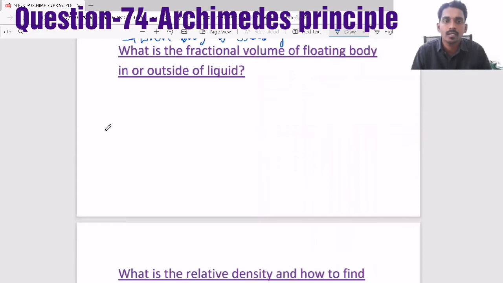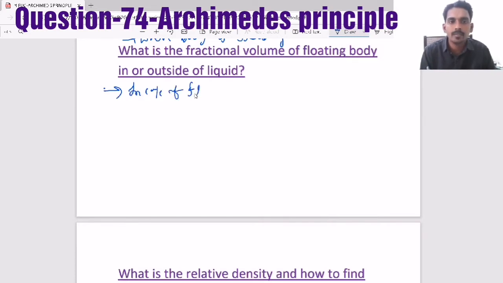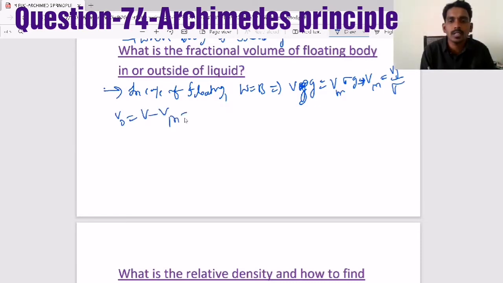That is the meaning. Now, what is the fractional volume of floating body, in or outside? In case of floating, first thing, the buoyancy and W must be equal. That means V rho g should be equal to V inside sigma g, implies V inside equals V rho by sigma. Then V outside will become V minus V inside, that is V minus V rho by sigma, equal to V into 1 minus rho by sigma.